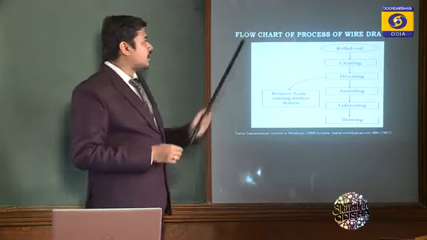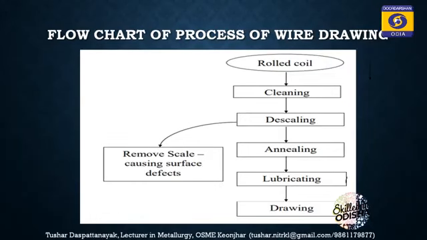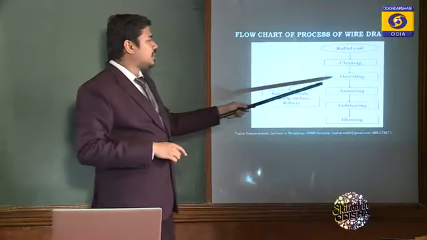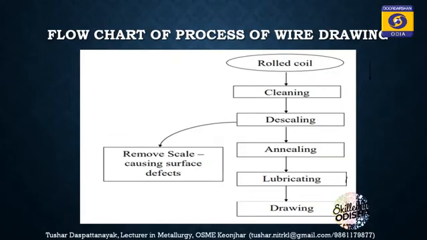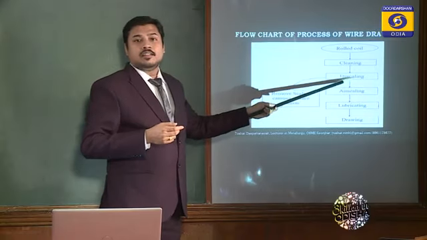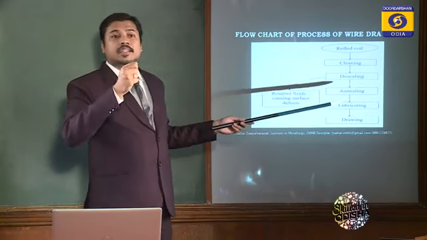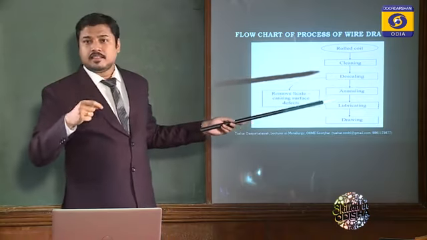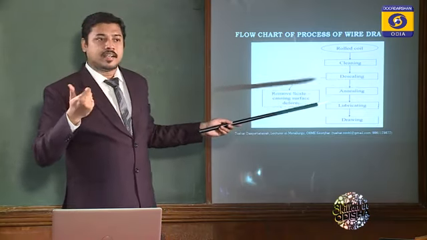This is the flow chart of the process of wire drawing. First is rolled coil or rolled rod. Next is cleaning. Cleaning is essential to get defect-free product. Next is descaling. Scaling means formation of oxide on the surface of the wire. Oxides are brittle in nature, so the descaling step has to be there so that oxide doesn't get included inside the wire. Otherwise it will create brittleness in the wire.